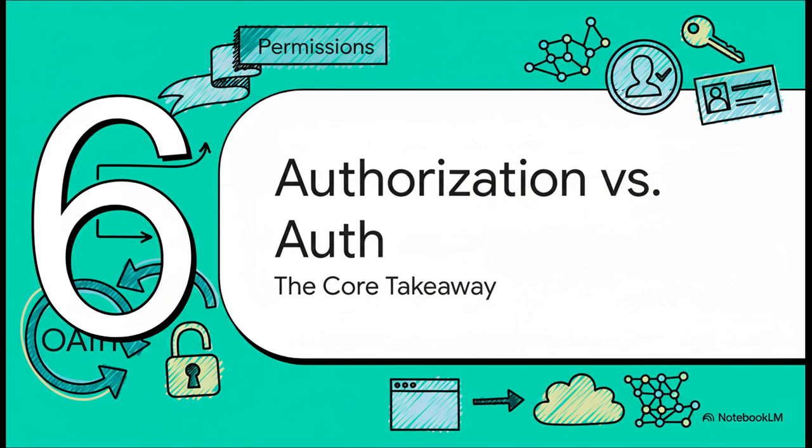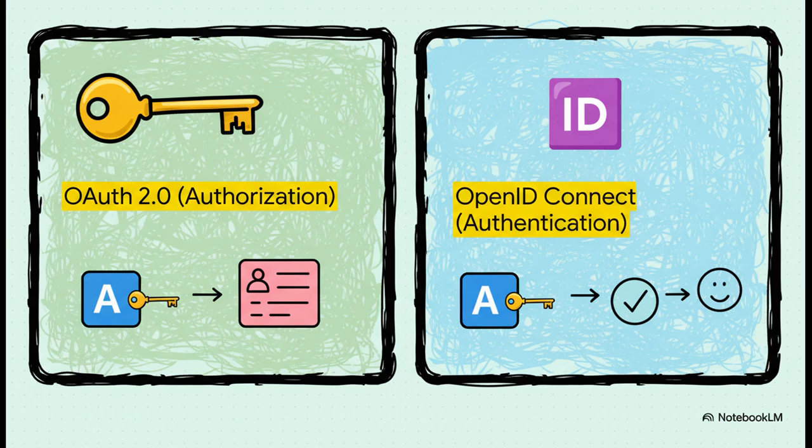So, all of this brings us to the core takeaway, the one big thing you should remember from this entire explainer. It's that fundamental difference between these two protocols that work so closely together, yet do two very different things. Let's just put it side by side one last time. OAuth 2.0 is for authorization. Its whole purpose is delegation. It's asking the question, what can this app do? And the result you get is an access token, that temporary valet key.